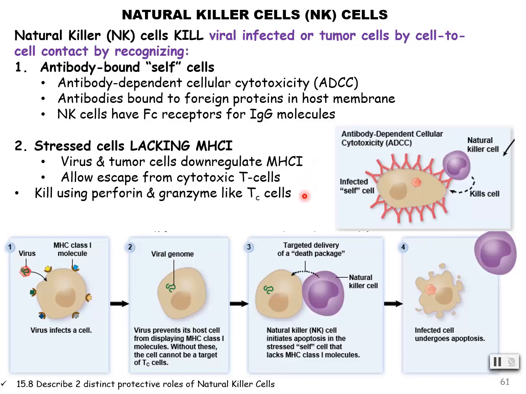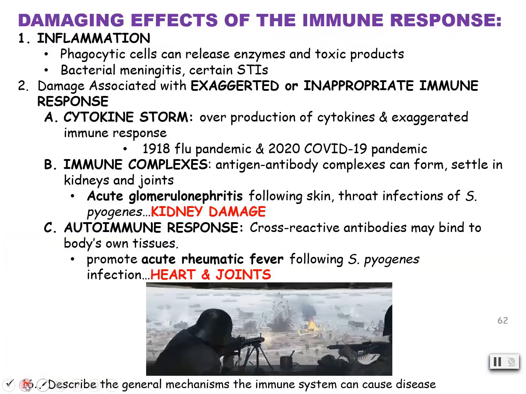And so it's kind of cool that the natural killer cells don't need to see that antigen. They just see, hey, you don't have an MHC class I, or that MHC class I isn't right. And then they can kill using perforin and granzyme once again. So it's showing you the viral genome keeps that host cell from displaying MHC class I. Without it, these cells cannot be a target for the cytotoxic cells, but the natural killer cells can then come along once again and induce apoptosis. So just keep in mind, natural killer cells kill like T cells, but they are non-specific. They are part of your innate immune system.